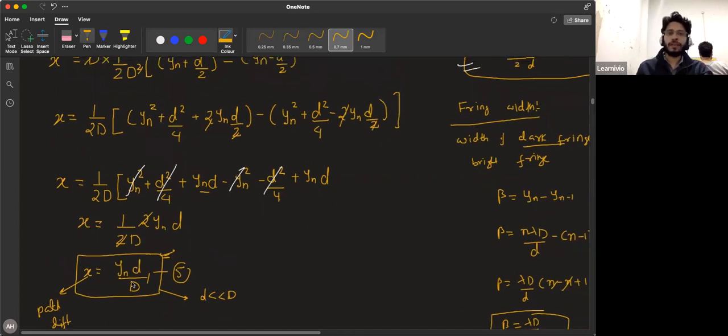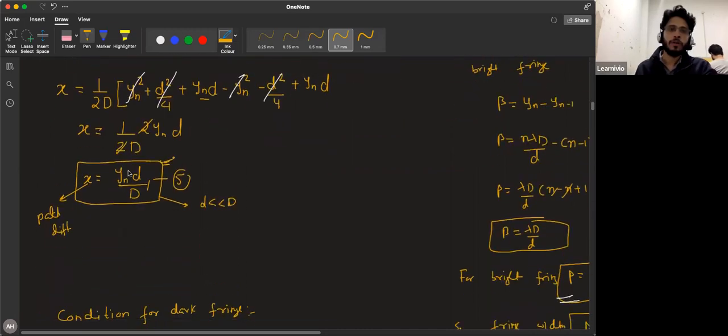Fine. So what is x, y, small d and capital D? These four terms are clear. X is the path difference. Yn is the separation from the central maxima to the nth fringe. Small d is the separation between the double slit, and capital D is the separation between the double slit and the screen. Now, the next task in the calculation is to get the value of yn for the bright fringe and for the dark fringe.